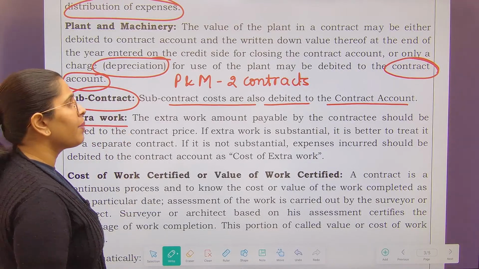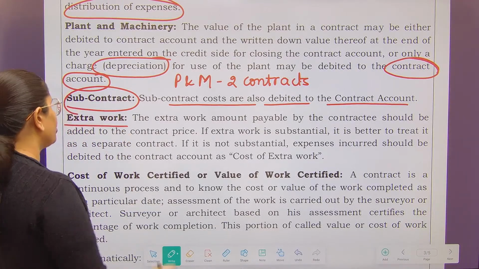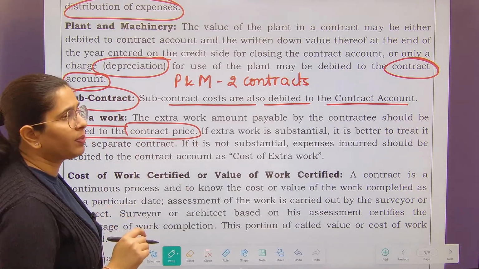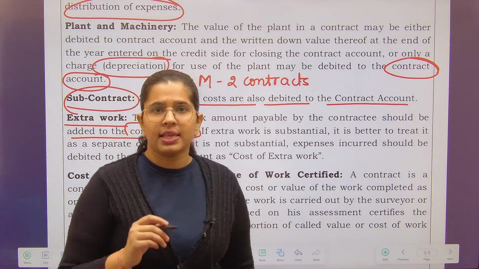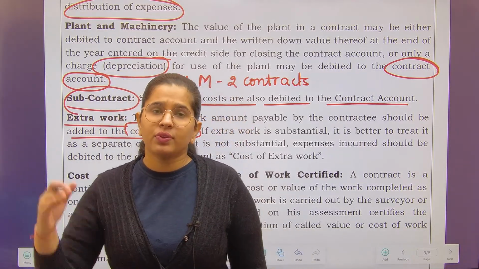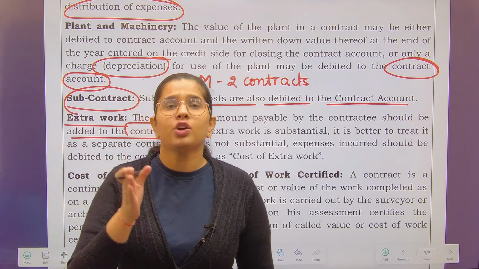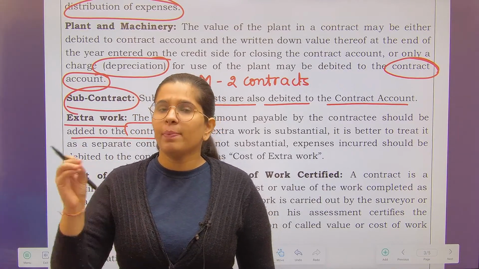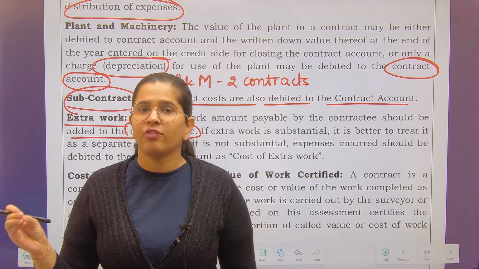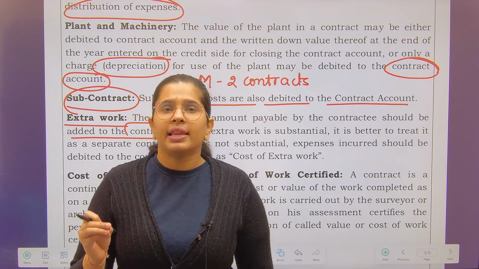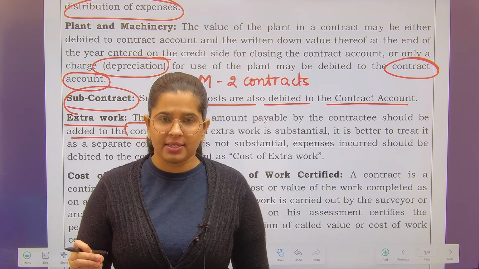The extra work amount payable by the contractee should be added to the contract price. Now, what is the contract price? Contract price is the revenue which has been agreed between the contractor and the contractee. Contractee says that if you will perform this particular work, if you will build the highway between Jaipur and Agra, then I will pay you 90 lakhs.